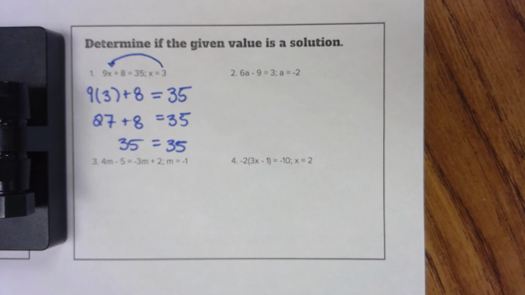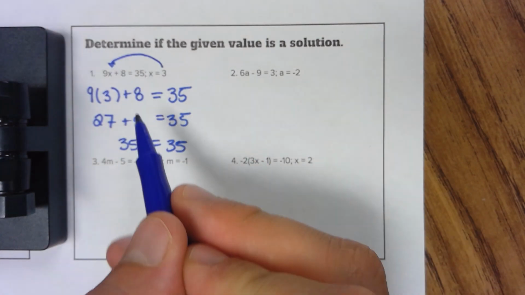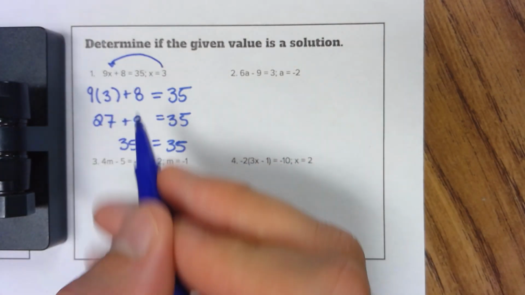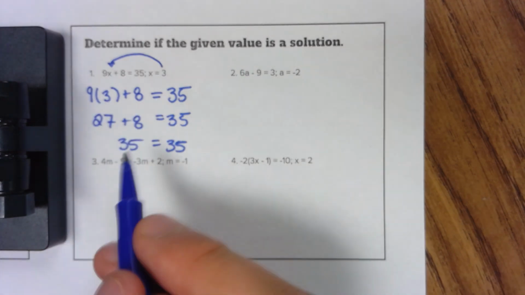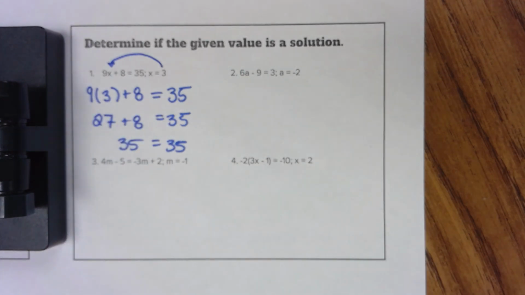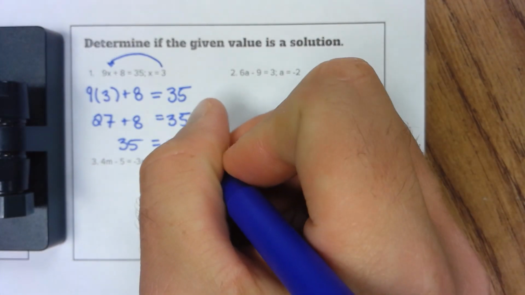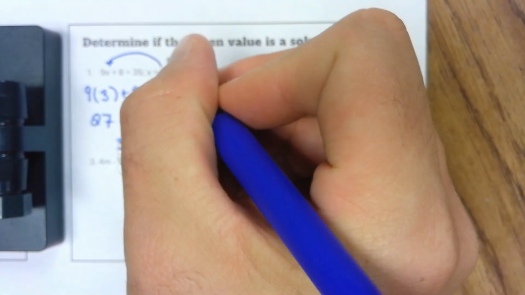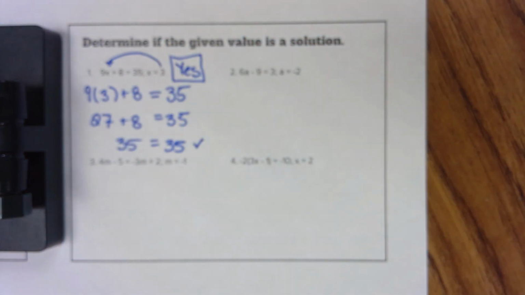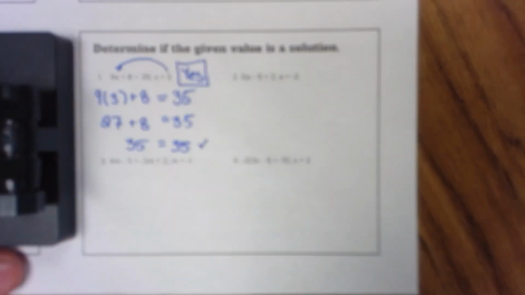So when I check work, or when I check your homework, I want to see everything written out. This is a skill and one that we need to practice. Even if all the operations getting you there are really easy and you feel like you can do it in your head. So 35 equals 35. That is a true statement. So we would say yes, x equals 3 is in fact a solution.